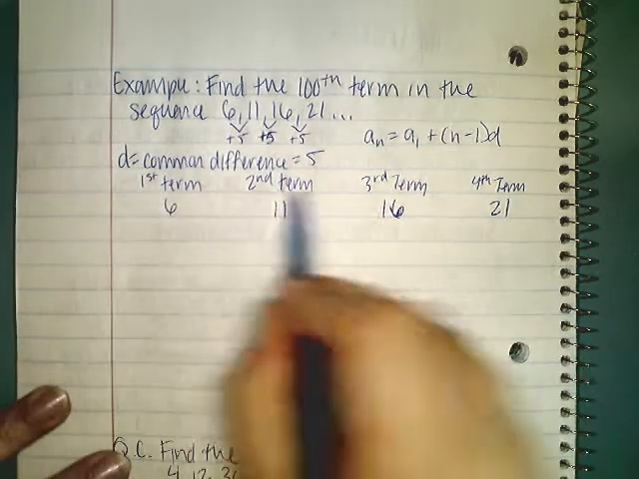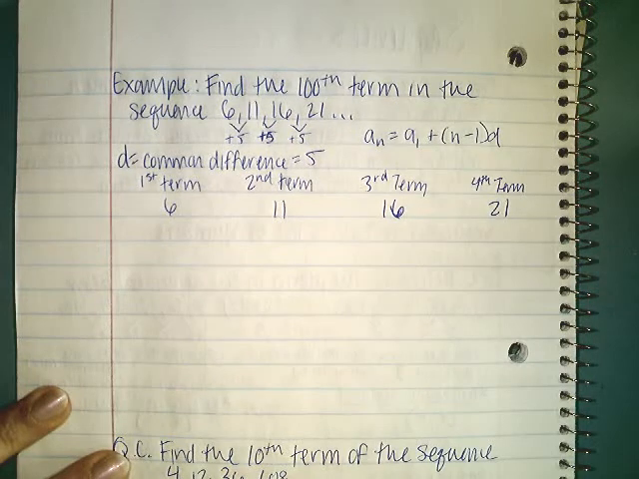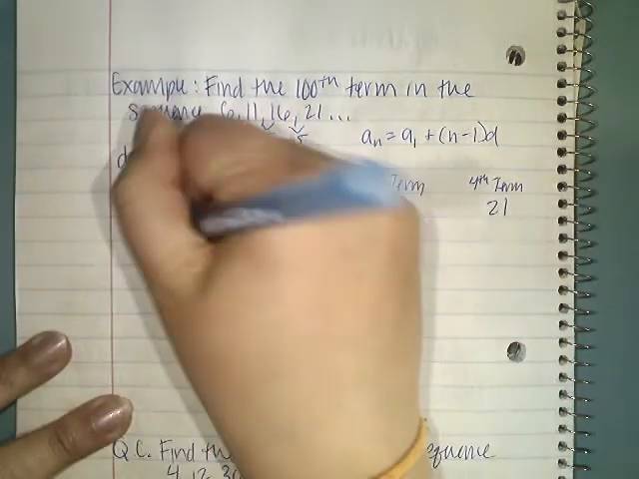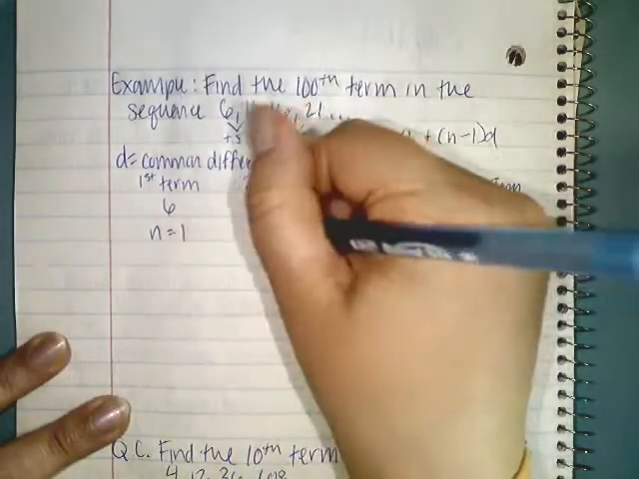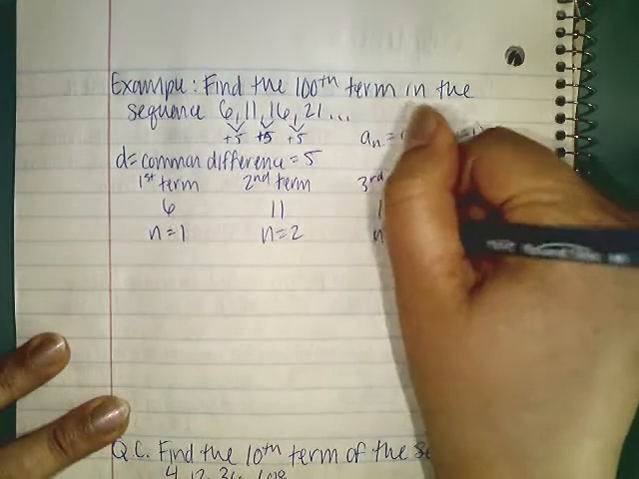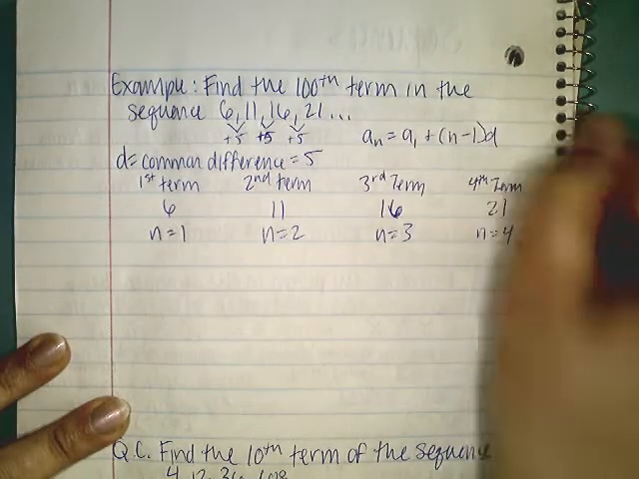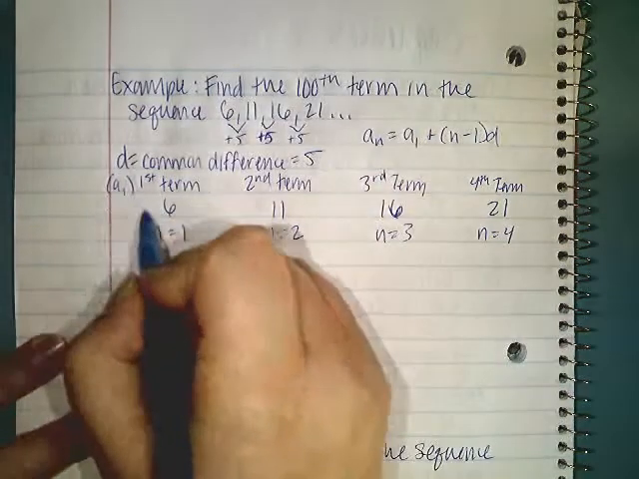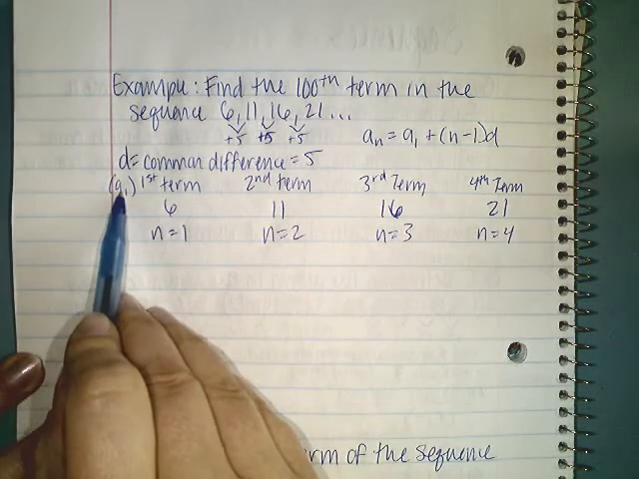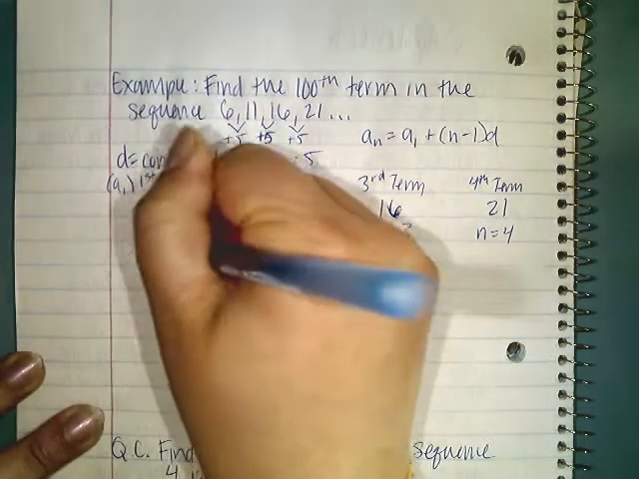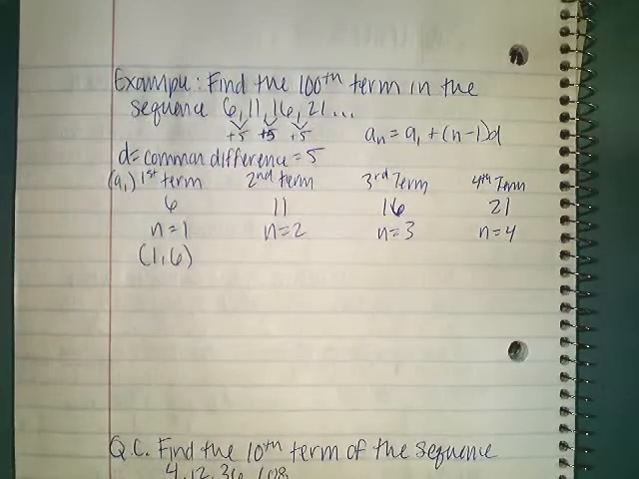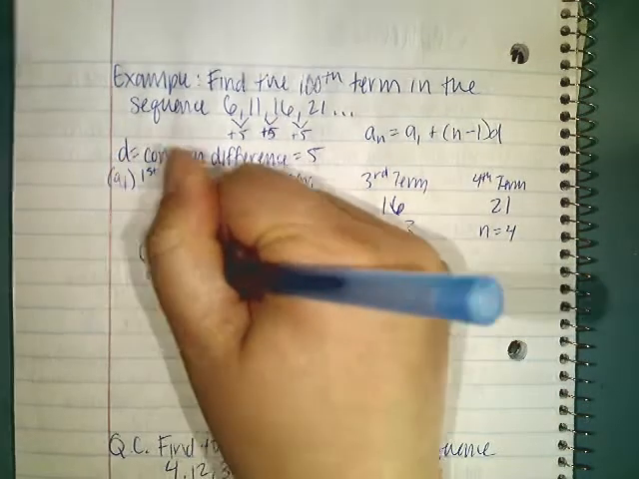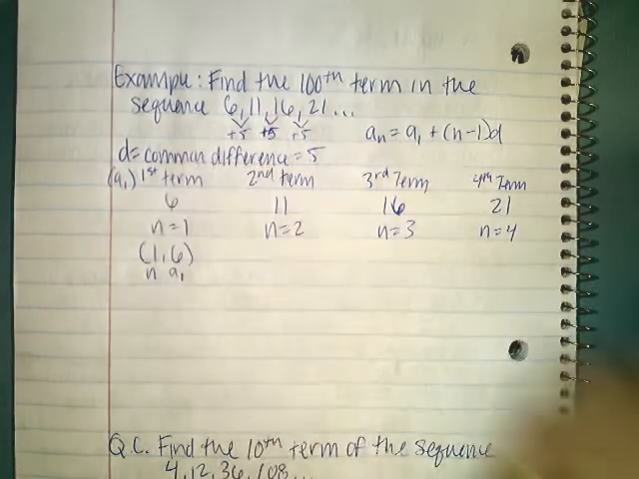The reason I'm writing it out like this is because this is telling us some key information. The term number tells me what my n value is. So this tells me that n is 1. If I'm looking at my first term, n is 1. n is 2 for my second term, n is 3 for my third term, and n is 4 for my fourth term. You could also say this is kind of like function notation. So a1 is 6. I could write this like a coordinate point, (1, 6). a1 is like your y, n is like your x.